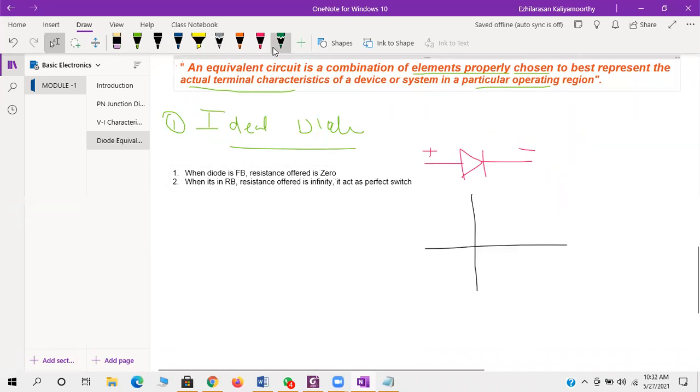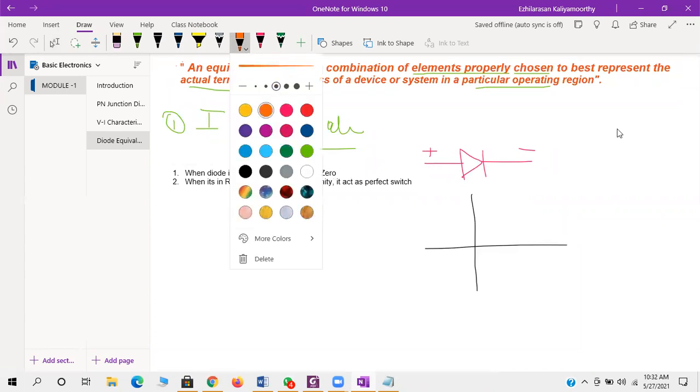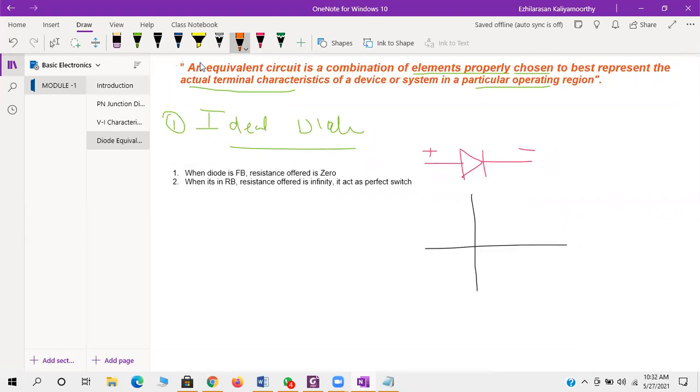So how will the diagram come now? From this, I can draw the diagram in a very simple way. This will be your VD, and this will be ID. During forward bias, this is only a simple ideal diode. It doesn't have any combination of elements here, only a single diode. The resistance offered is 0.